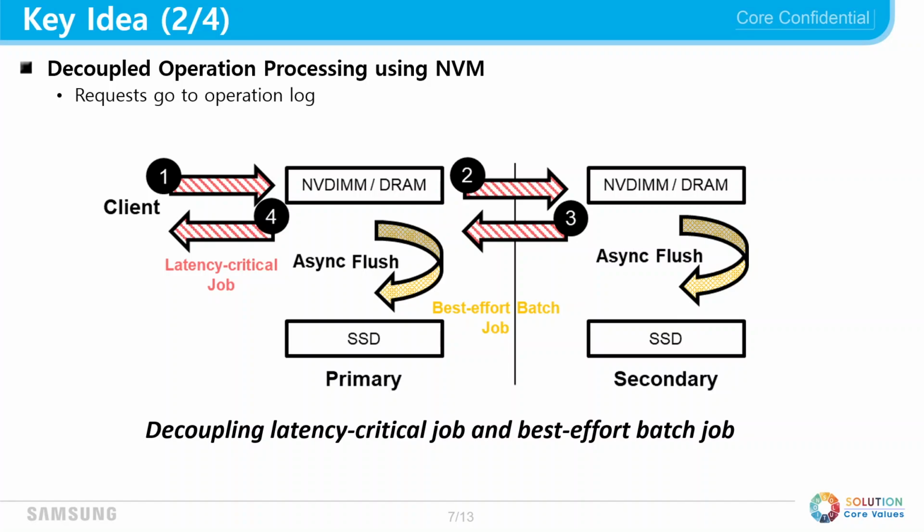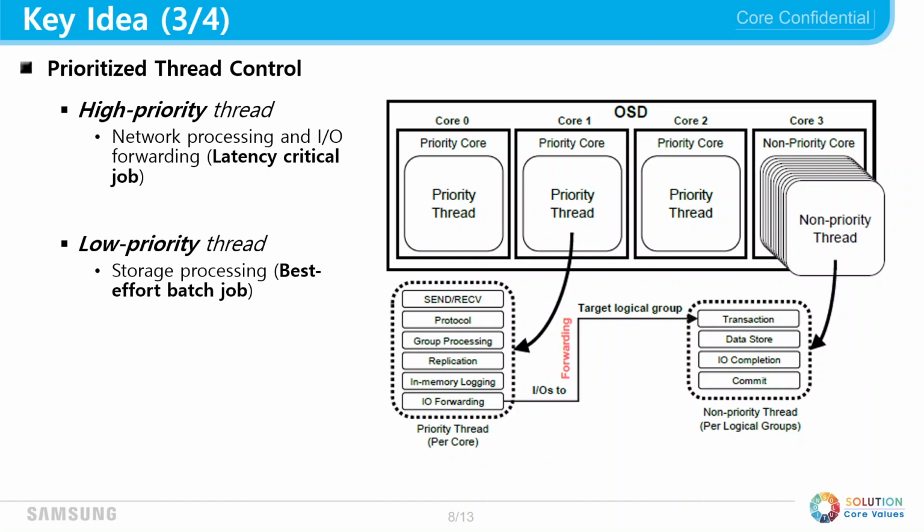The next idea is prioritized thread control. We use different threading models depending on the types of thread. There are two thread types: priority thread for latency critical tasks and non-priority thread for the others. The former is responsible for message exchanging and replication processing, while the latter is in charge of storage processing.